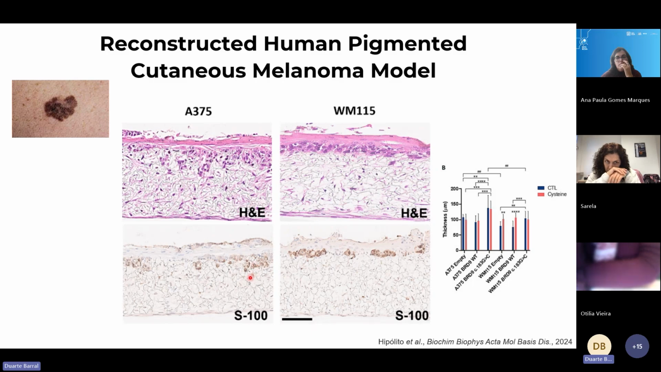Okay, and you can see the S100, which stains melanocytes and melanoma cells. You see melanoma cells invading the dermis, which is the opposite of the WM115, which stay here in the basal layer and don't invade the dermis. And we used this to do some studies that are now published that you can see on the right, and we can measure differences by measuring the invasion through the thickness.